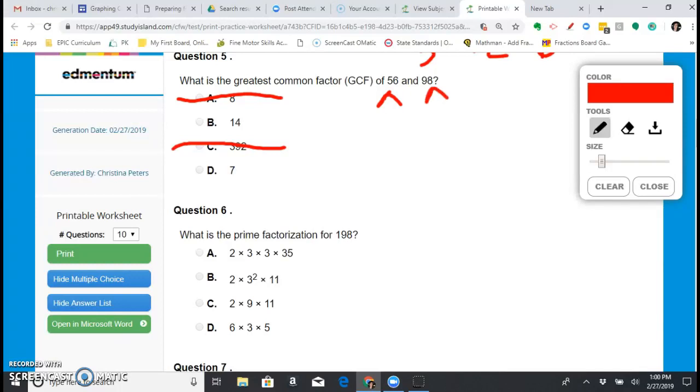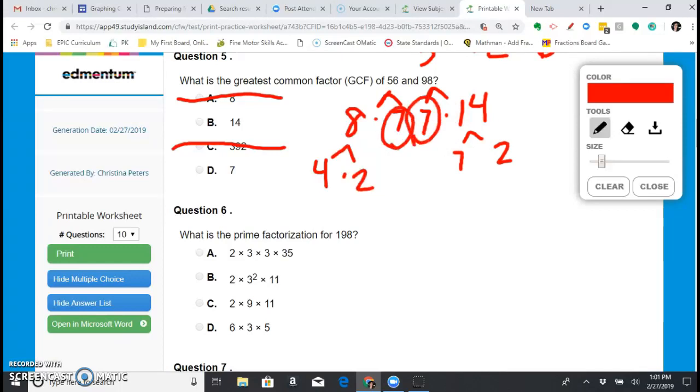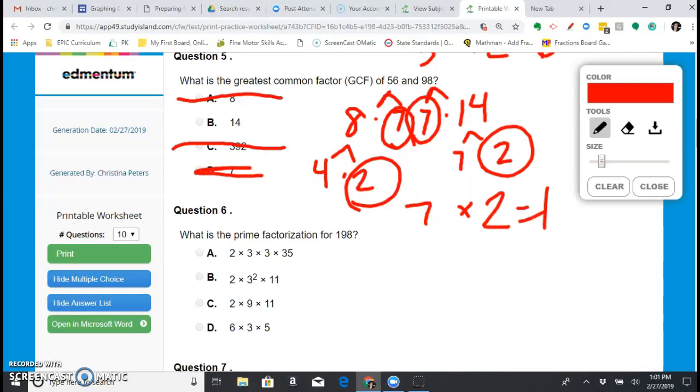Let's just see here and figure out which one is the greatest. 56 divided by 8 is 7. 98 divided by 7 is 7 and 14. 8 is 4 times 2. 14 is 7 times 2. So it looks like I have a 7 that's alike already. But I also have another number of 2, so it's not 7. If you have two numbers that are in common, you have to multiply them and go all the way to the bigger number.